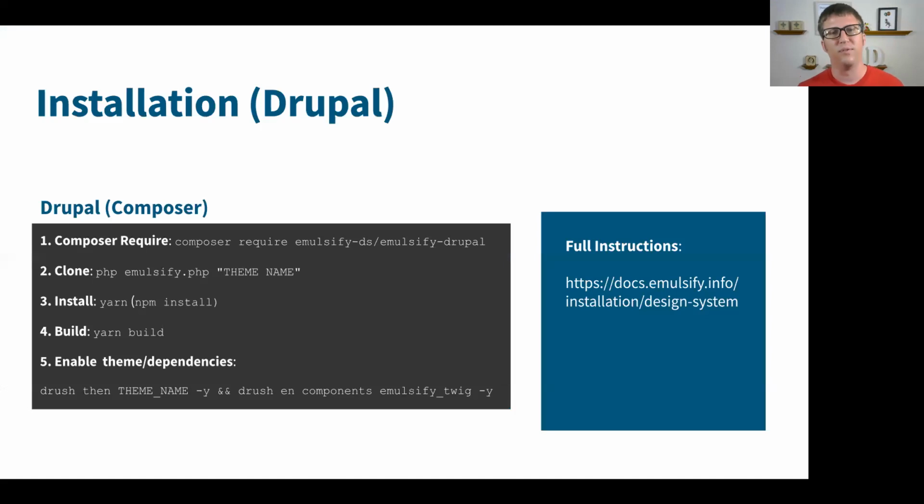So you can install Emulsify Drupal independently as a prototyping tool and/or inside Drupal as a theme. Now, this is an overview of the Drupal installation instructions. You can see the full instructions for more detail. But as you can see above, you're essentially going to require Emulsify Drupal within your project, create your own custom theme for it using the built-in script, install our dependencies, and then build and enable it in your project.